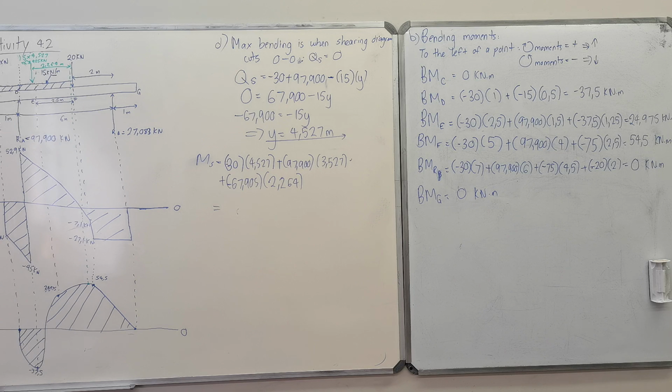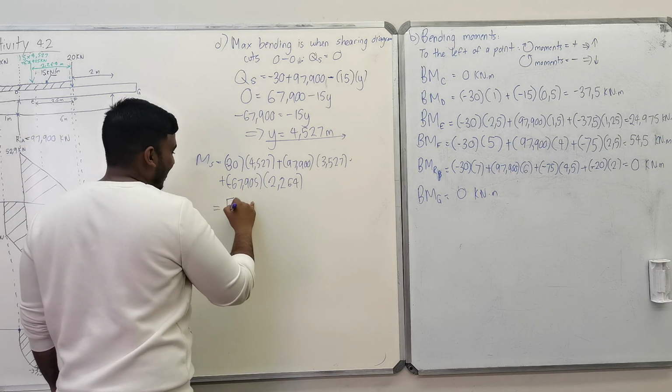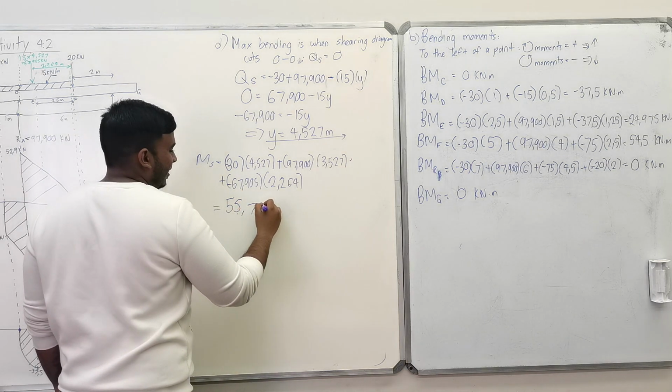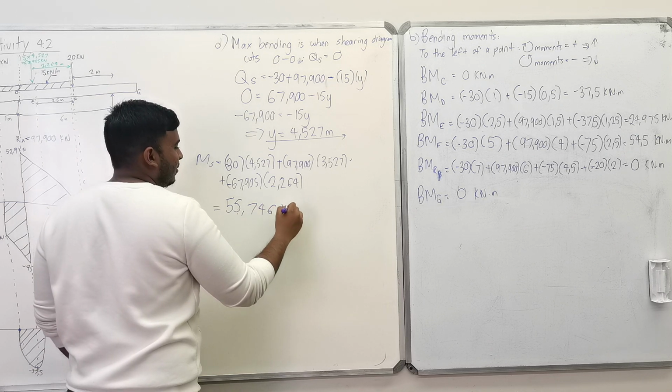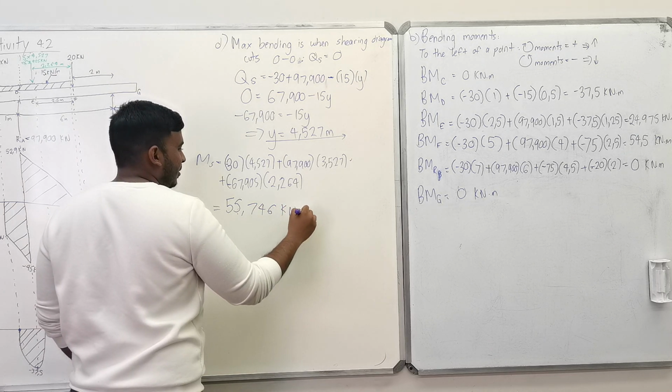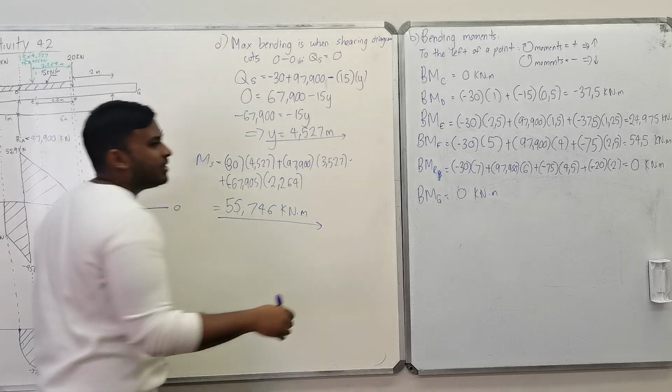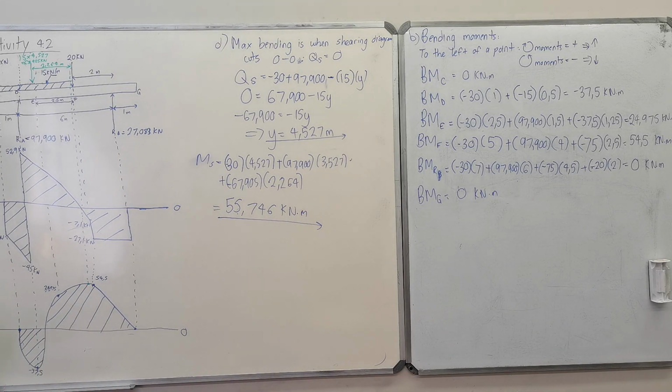55.74 kilonewton meters. This here is your maximum bending moment. So on your diagram, can you see this line is slightly higher than that point? That's where your maximum bending moment will be.